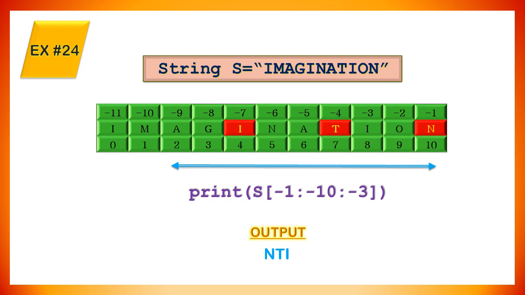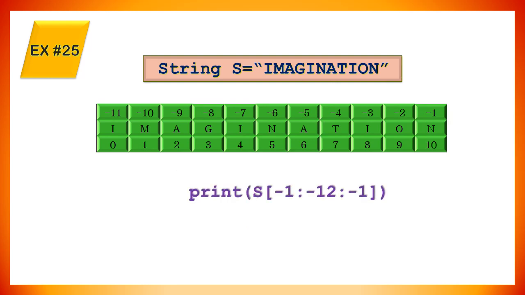Mind it, the selection process is done from right hand side to left hand side because the step value has been provided as negative. If it is negative, we have to consider index generation from right to left. And also end minus 1 will not be done, rather end plus 1 will be done in case of index selection. Example 25, S[-1:-12:-1].